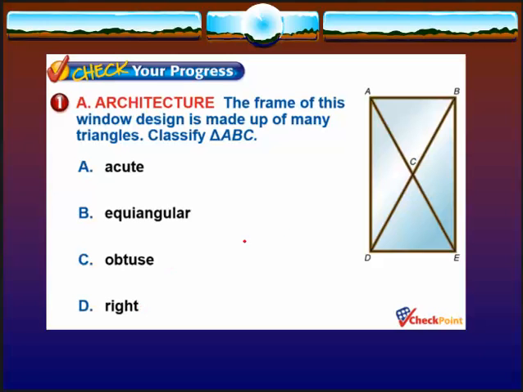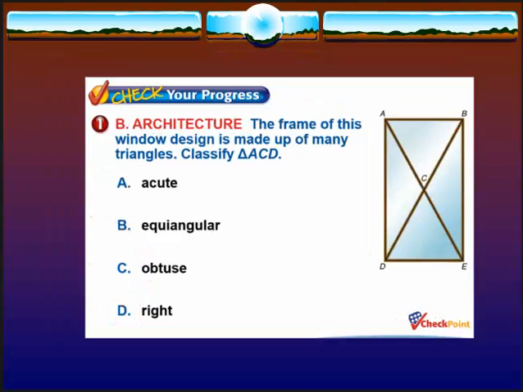Well, since this is a rectangle, then this whole big angle A is a right angle. So this part inside this triangle can't be a right angle. Same thing here. So it can't be right. Nothing is bigger than 90. It can't be obtuse. So that leaves us acute or equiangular. And we haven't been told that all three of these angles are the same. So the only logical answer would be acute.